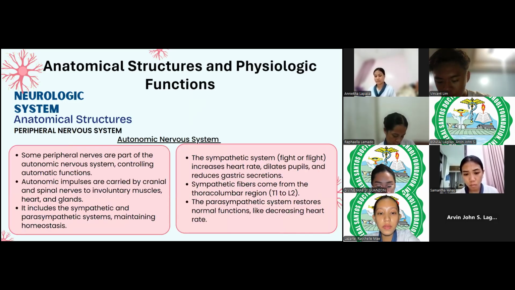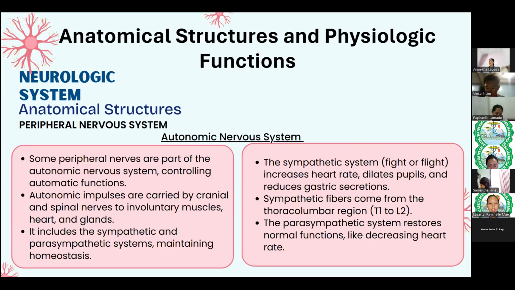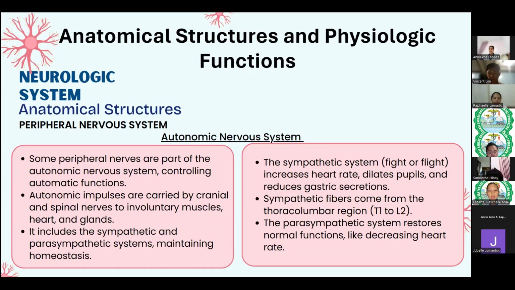So under the peripheral nervous system, we have the autonomic nervous system. Some peripheral nerves are part of the autonomic nervous system, controlling automatic functions. The autonomic impulses are carried by cranial and spinal nerves to involuntary muscles, the heart, and glands. It includes the sympathetic and parasympathetic systems, maintaining homeostasis, or the balance.